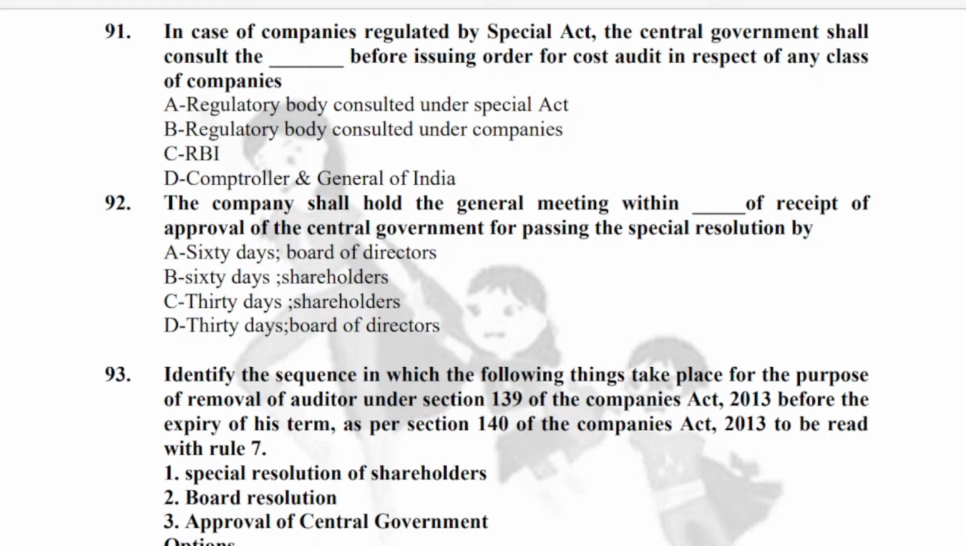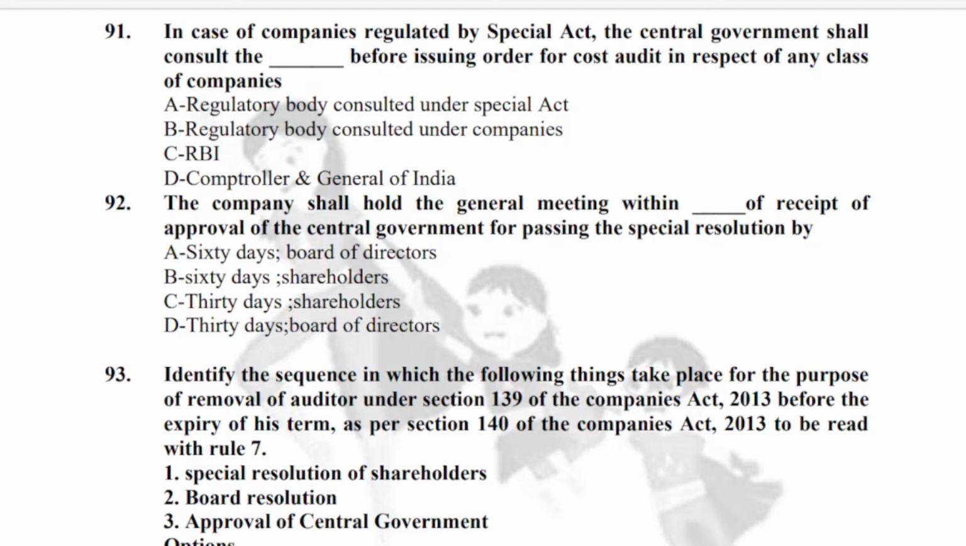The company shall hold general meeting within dash of receipt of approval of central government for passing the special resolution by. Now, let us remember what has been told us here. Yes, central government approval and passing the special resolution is required under section 140 for removal of auditor before the expiry of his term. Right?